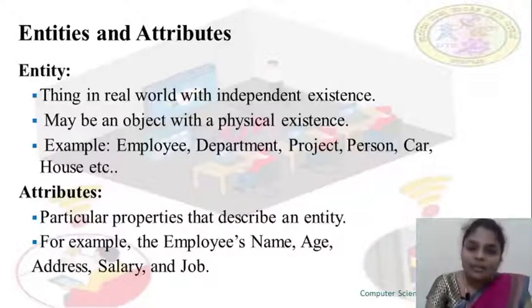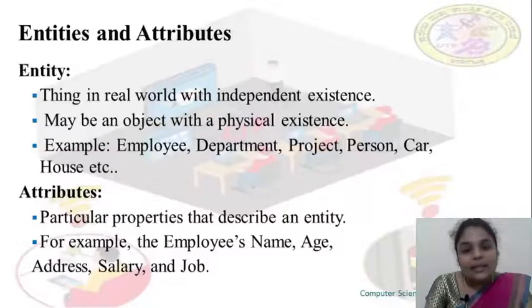For example, in our daily life, suppose a car. Car is an entity. What type of car? Is it in the color, the type of engine, the model, the price? Those things are going to describe the car. The color, the price, the model, everything is considered as attribute, whereas car is considered as entity.